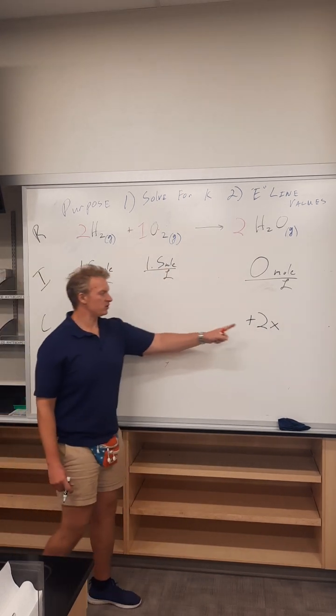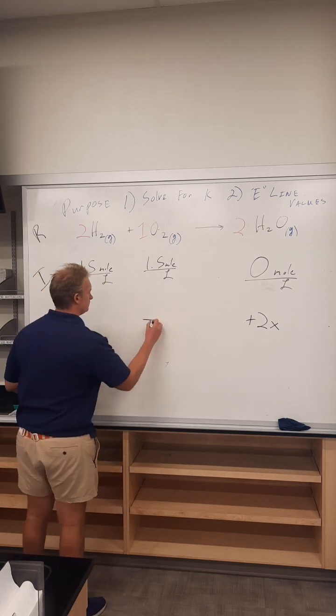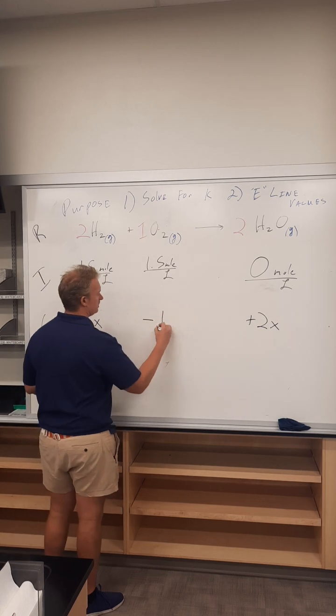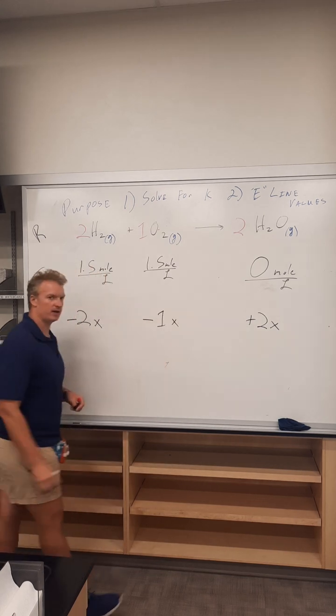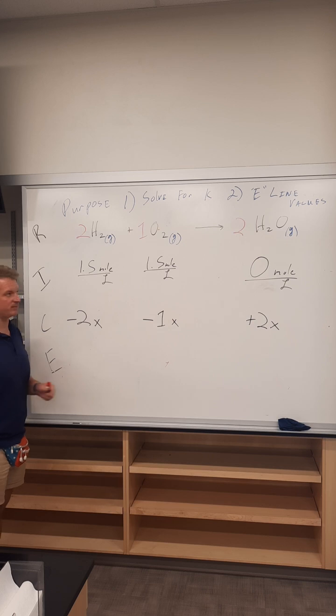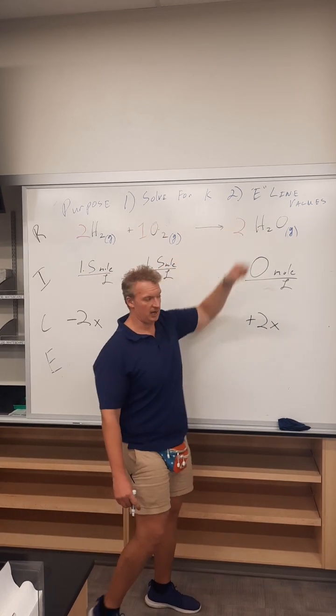If the products are going up, then the reactants are going down based on the balanced chemical reaction and x of some value. Now, x is never your final answer. You're either going to be solving for K or for the values in the E line.